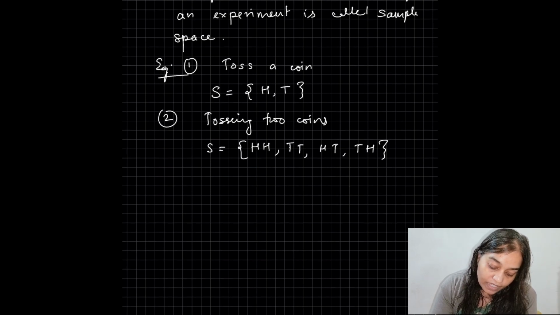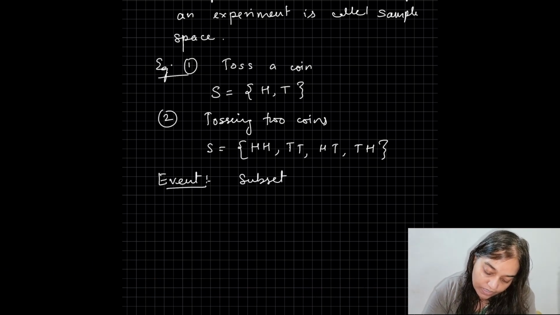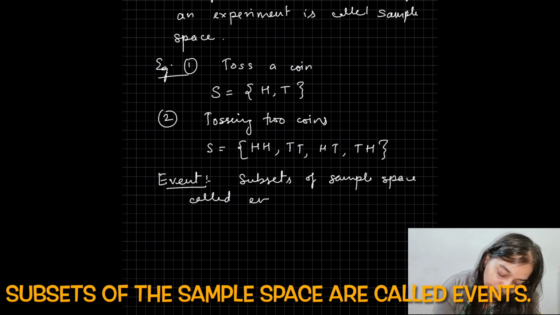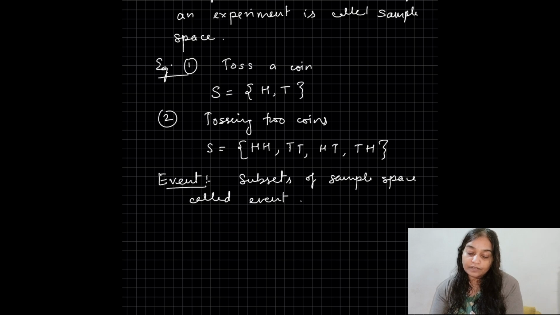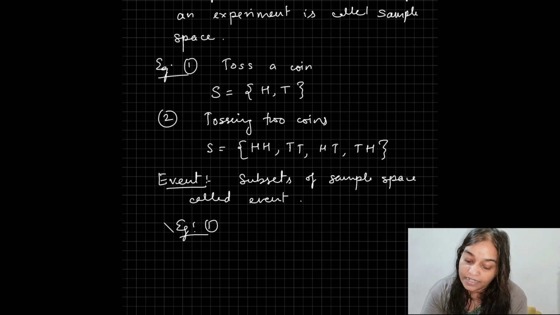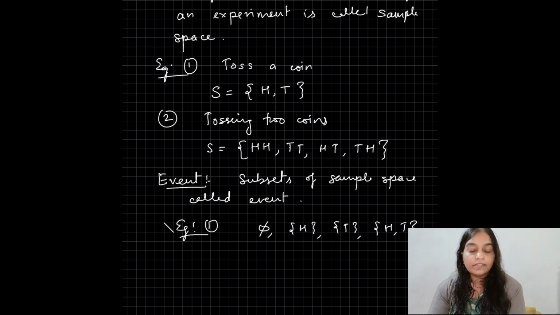Another thing is event. What is an event? Subsets of sample space are called events. Meaning, suppose I am taking example 1. Here we were tossing one coin where sample space is head, comma, tail. So what are the subsets of S? It is phi, H, T, and the whole HT. So these are the events of S.